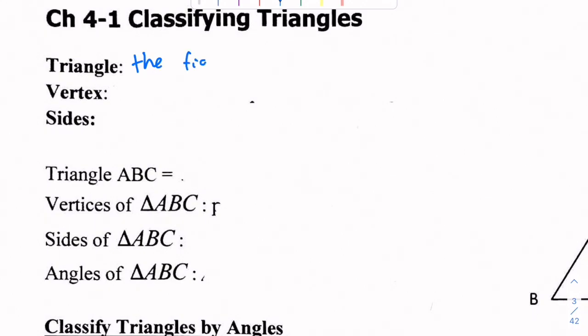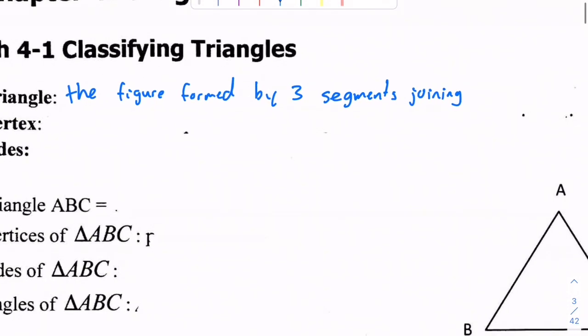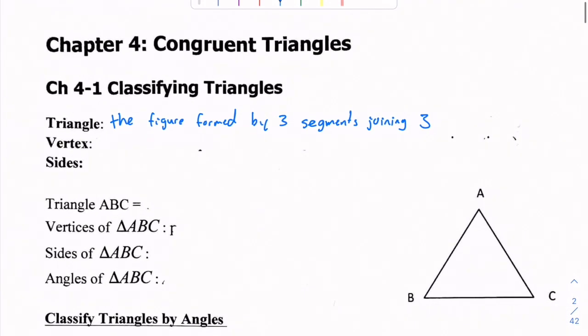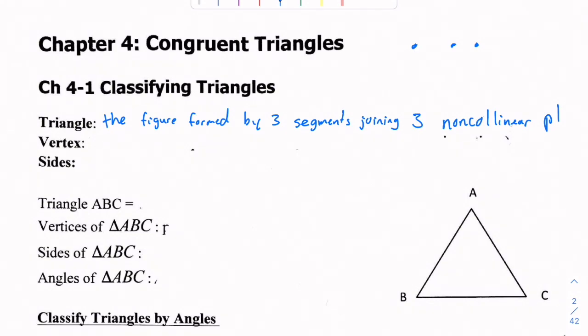Triangle is the figure formed, so the figure is a shape formed by three segments, okay? Three segments joining, so they connect to joining three. Don't just say 3 points because it could be a line, you know? Like, we don't want that. It's not just 3 points, it's three non-collinear points. Okay, remember non-collinear means they're not on the same line. So that's the official definition, okay? So impress your significant other on the next date.